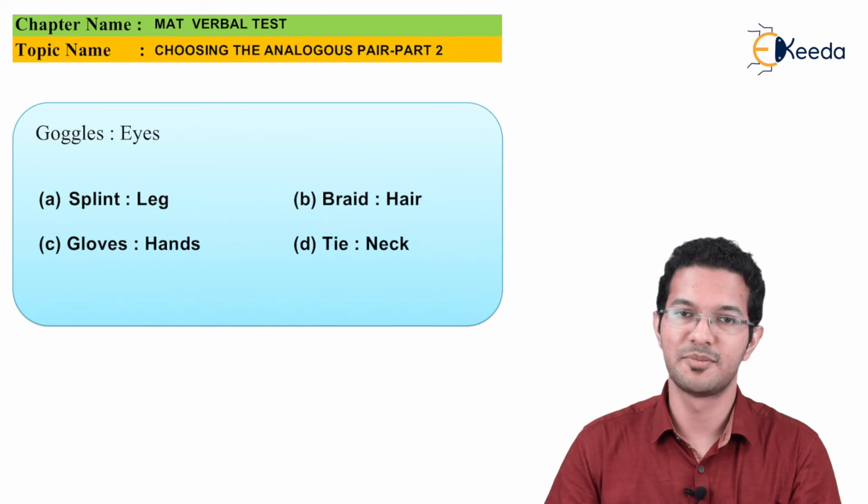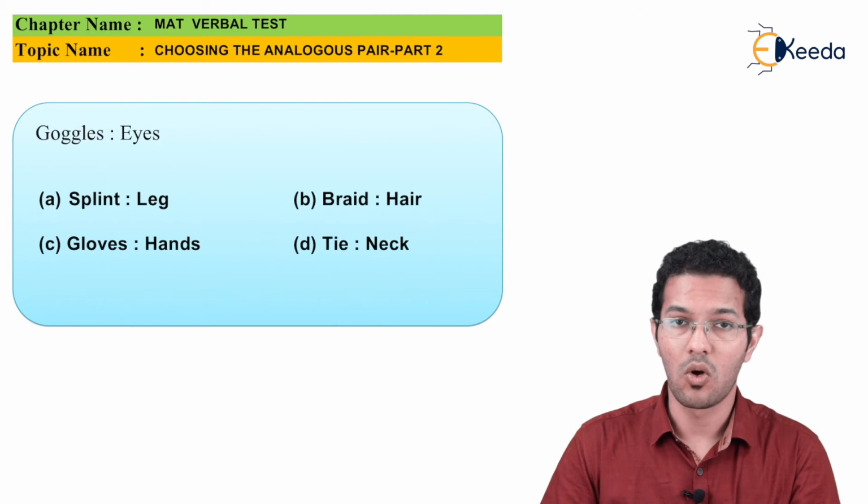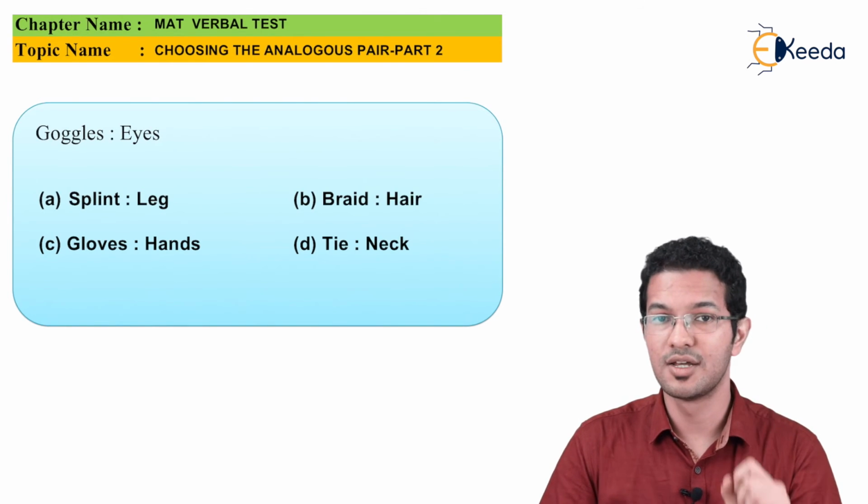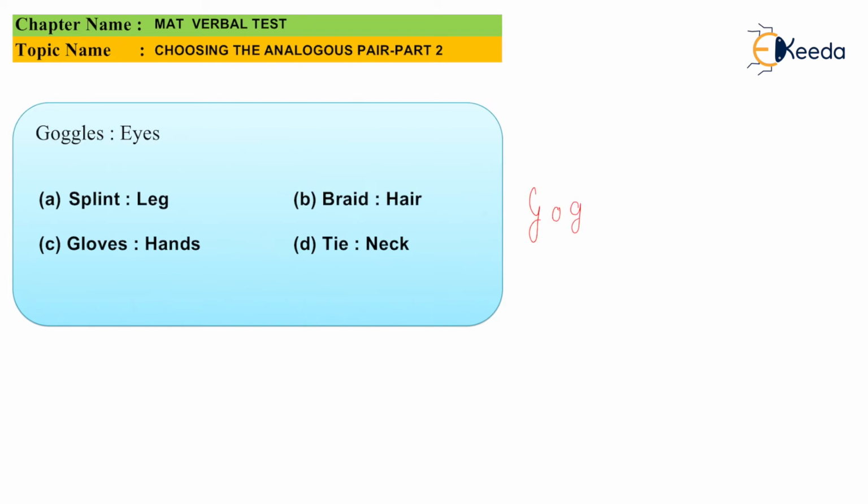Let us see the next MCQ. It says that goggles is related to eyes. So let's see the relation. If I want to protect my eyes, I use goggles. So goggles does the work of protecting the eyes. As per this relation, let us see the options.